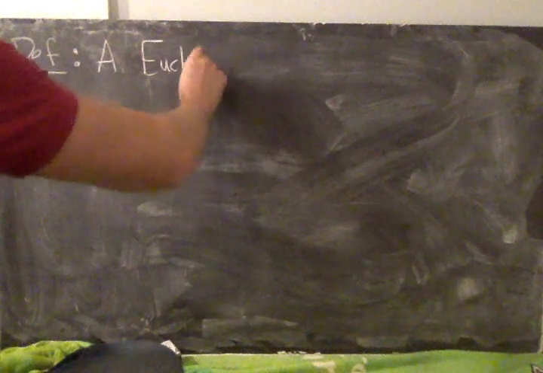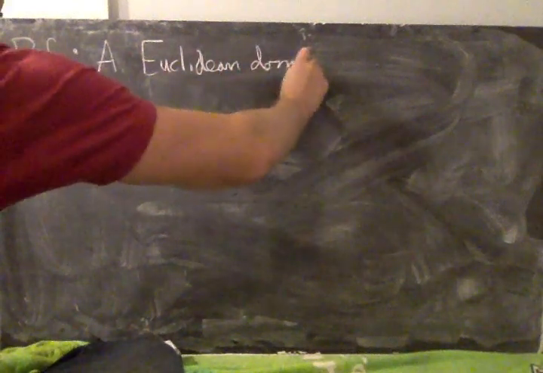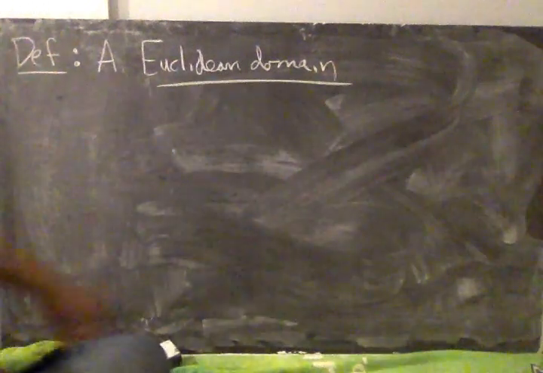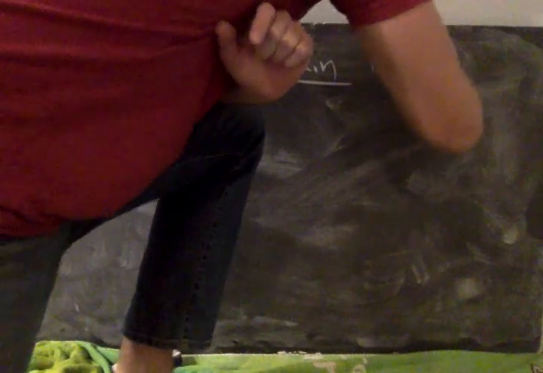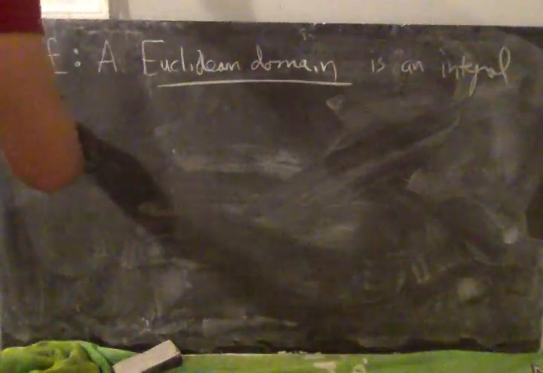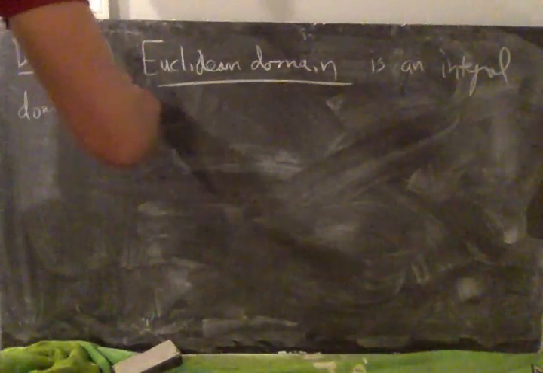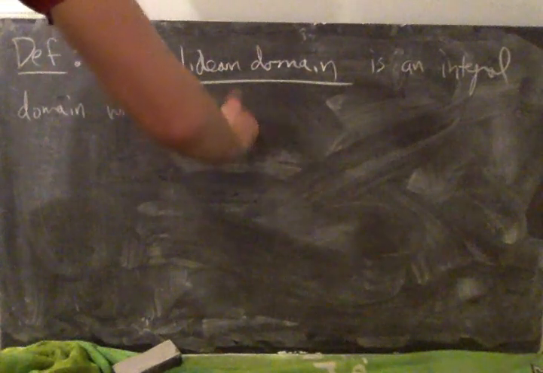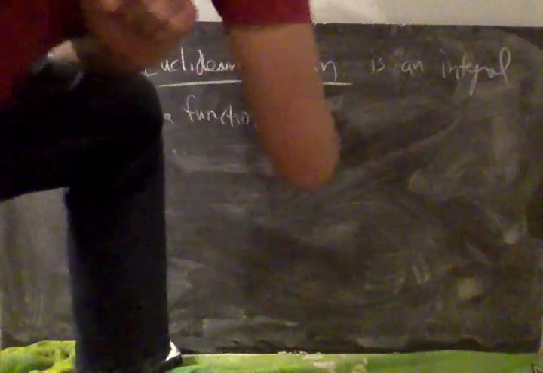So now we come to the main definition of this section of the text, which is that a Euclidean domain is an integral domain with a function delta.